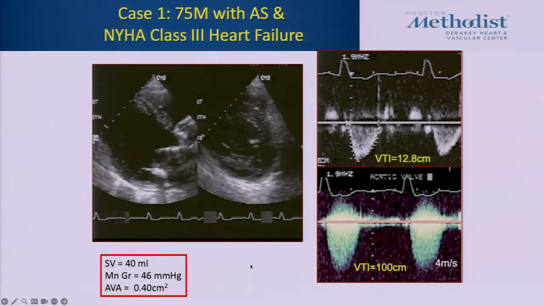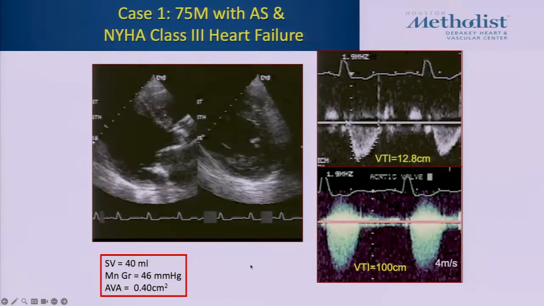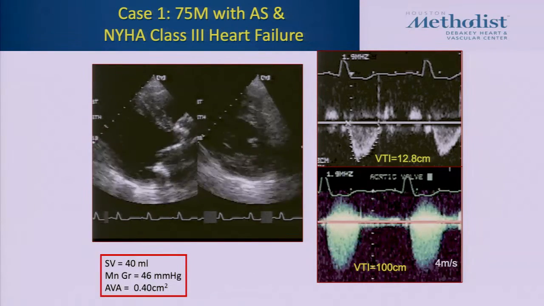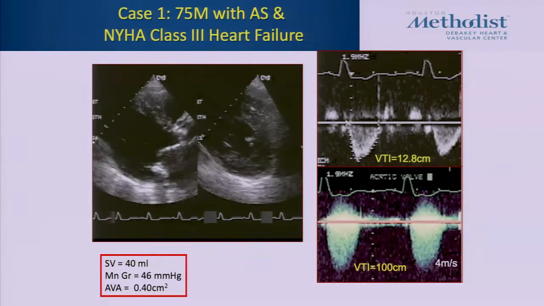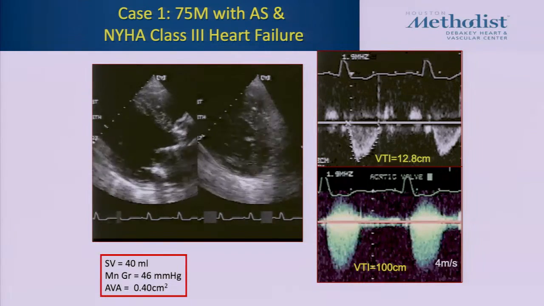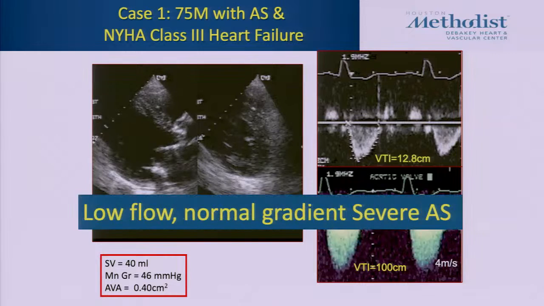So EF is down, mean gradient is 46. How do you get a mean gradient of 46? You need flow, and you need an obstruction. But in this scenario, you've already got 46, which is one of the thresholds for severe. So despite a bad ventricle, you've still managed to hit this metric. So this is low flow, normal gradient, severe AS. This is sort of the worst AS. If you can manifest under low flow condition features of severe AS, that's a really bad one. This valve area will be very small, and it is 0.4.